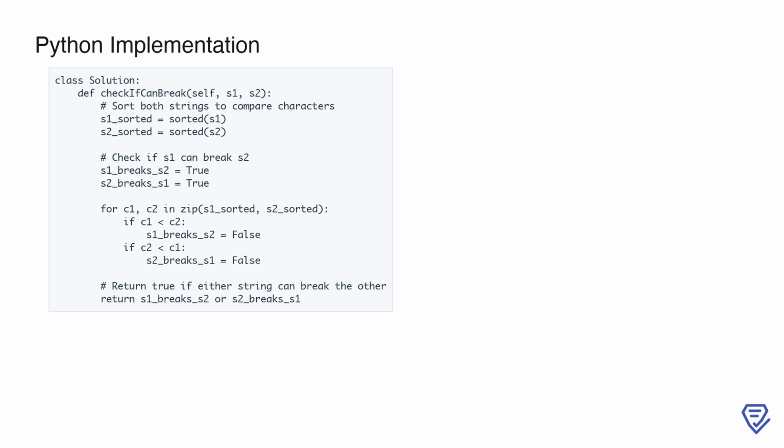During this iteration, if at any index the character in S1 is smaller than the character in S2, it sets S1 breaks S2 to false since S1 can no longer break S2. Similarly, if the character in S2 is smaller than the character in S1, it sets S2 breaks S1 to false. After completing the iteration, the function returns true if either S1 breaks S2 or S2 breaks S1 is true, indicating that one of the strings can indeed break the other.